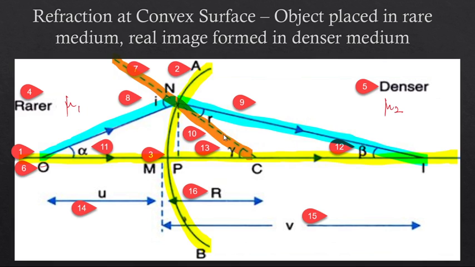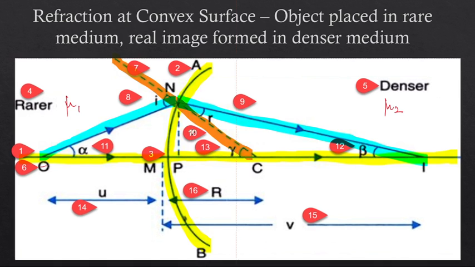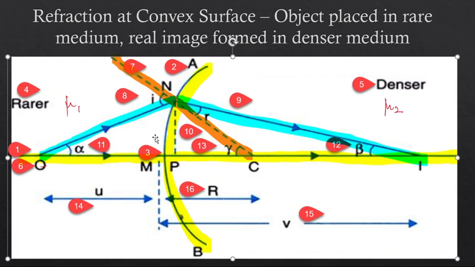As I already mentioned, the normal is very, very important. Here you can find the angle of refraction, r. What is the angle of refraction? It is the angle subtended by the refracted ray to the normal. This is the refracted ray and this is the normal. The angle between these is r, which is number 10.